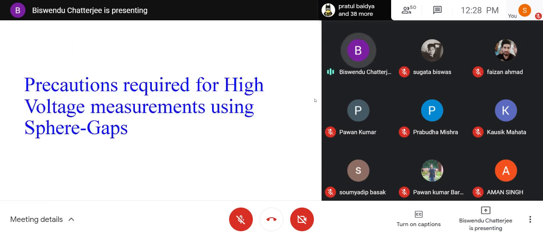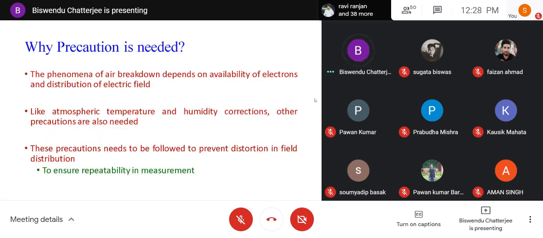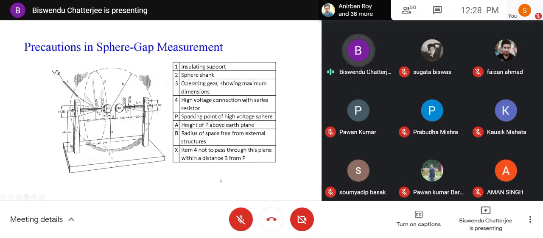First of all, precautions required for high voltage measurement using sphere gaps. The phenomenon of air breakdown depends on availability of electrons and distribution of electric field. Like atmospheric temperature and humidity corrections, because the lab condition differs from the table of IS, these corrections are required. Other precautions are also needed to ensure repeatability in measurement. This is also a lab question. Why are precautions needed? To ensure repeatability in measurement. Now let us see, what are the precautions?